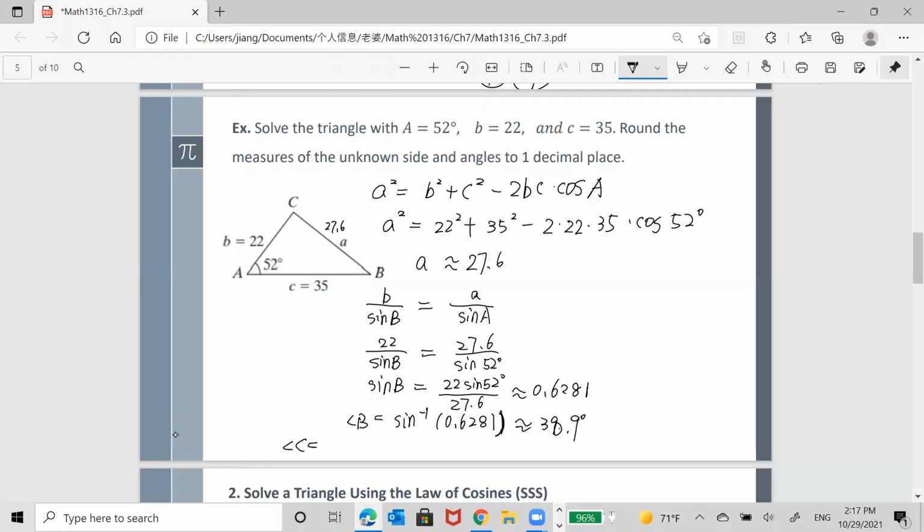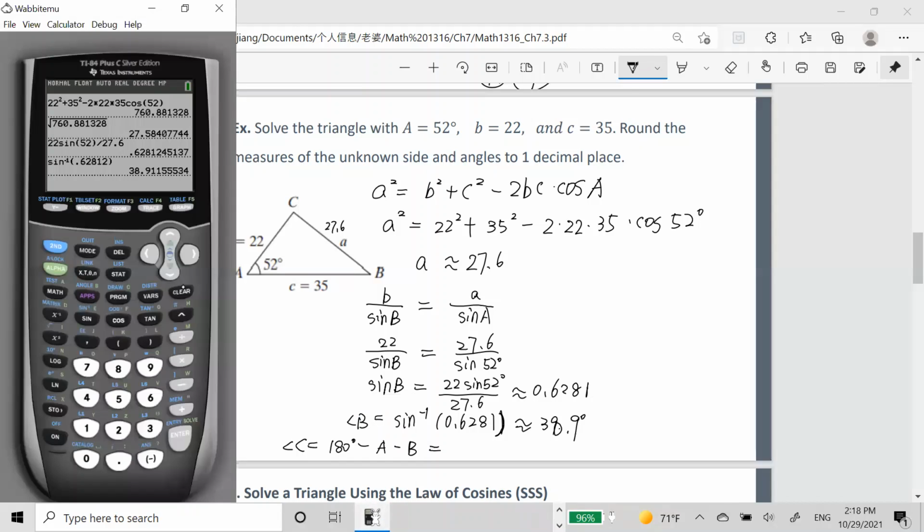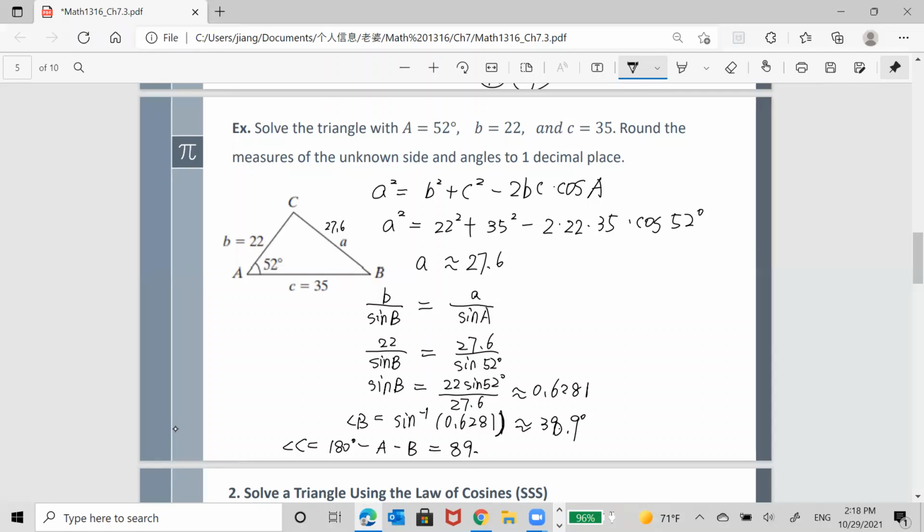Angle C equals 180 degrees minus A minus B. These are all angles. So let's use the calculator again. Clear. 180 minus 52 for A, minus 38.9. What is that? 89.1. Do I have all the information? Yes, we have 3 sides and 3 angles.